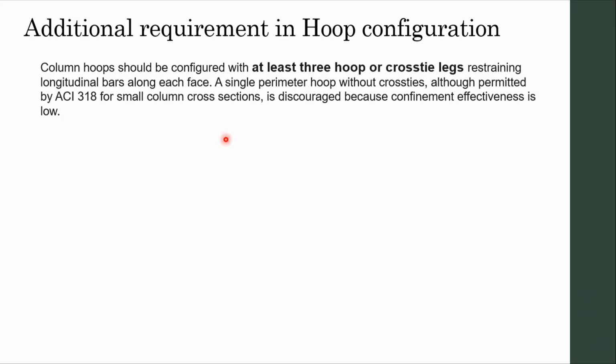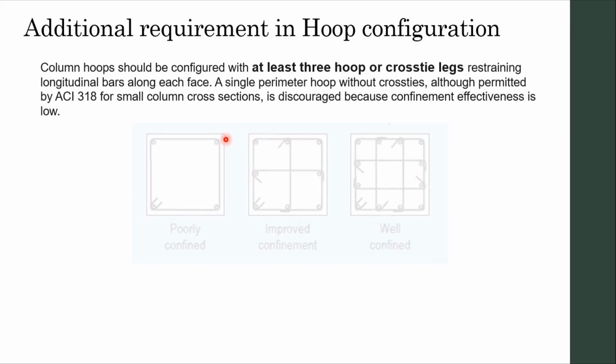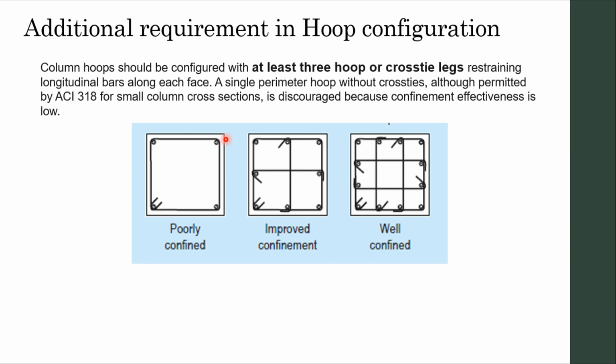So, additional requirement in hoop configuration. Column hoops shall be configured with at least 3 hoops or cross-tie legs restraining longitudinal bars along each face. So, a single perimeter hoop without cross-ties, although permitted by ACI 318 for column cross-section, is discouraged because confinement effectiveness is low. So, for example, this is a column hoop configuration. Picture 1 is poorly confined. Picture 2 is improved confinement, and picture 3 is well confined.